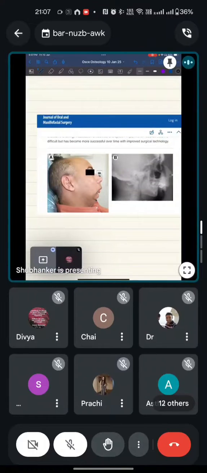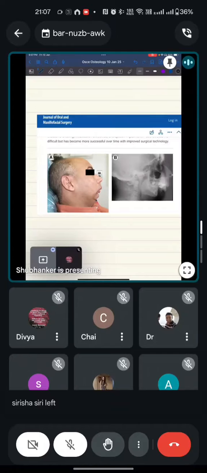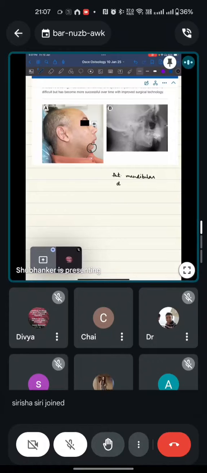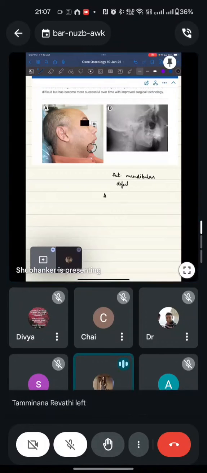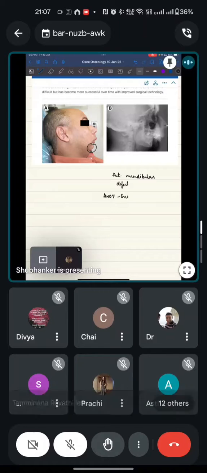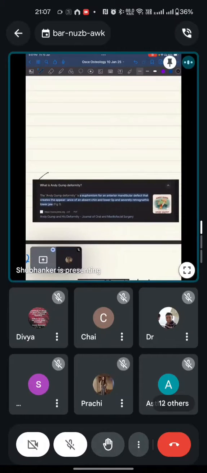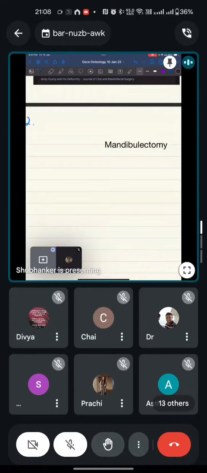Okay. So the first thing: what is the name of this deformity? This has been already asked once. This deformity is seen in mandibular defects, basically the anterior mandibular defect, and the name of this deformity is Andy Gump deformity. Remember this name, it's a named question. Moving over here, this is the description of what this Andy Gump deformity is. Just go through it once. This is basically named after one comic character.